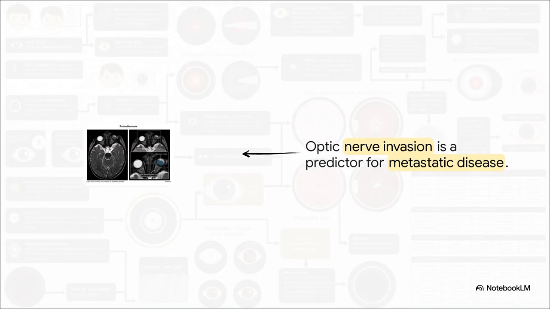Because here's the thing, an absent red reflex could simply be a cataract, sure, but you must actively rule out retinoblastoma. This is a life-threatening intraocular mass. The key prognostic factor to burn into your brain is that optic nerve invasion is a primary predictor for metastatic disease. That right there is exactly why pediatric eye screening is an absolute must.